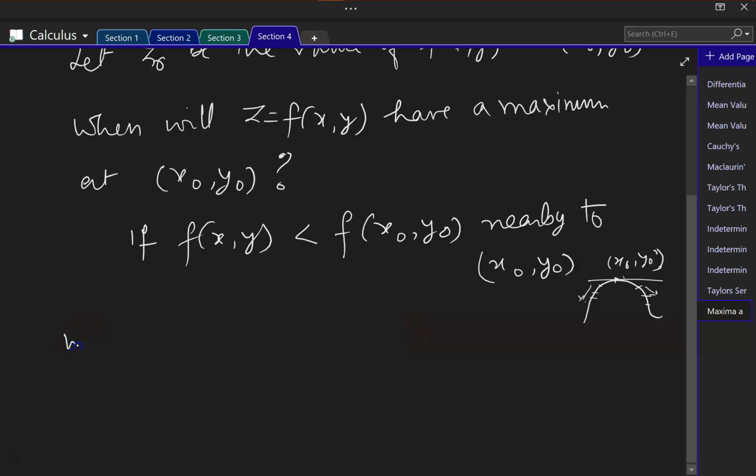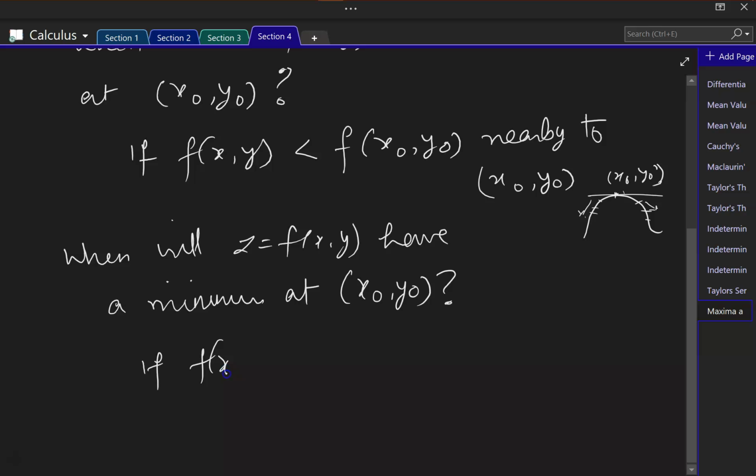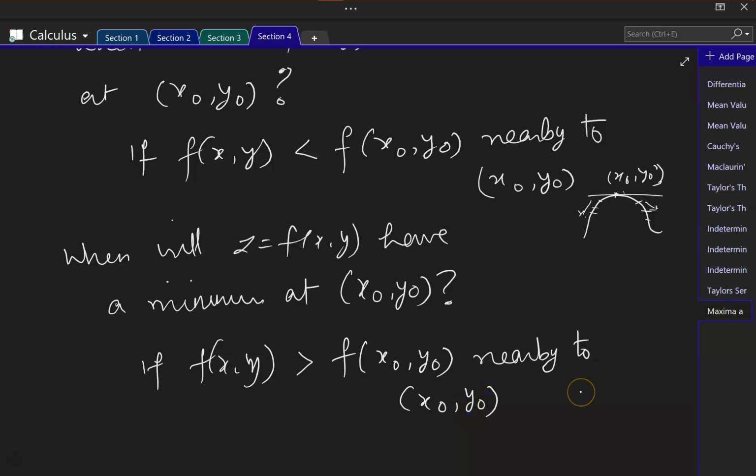So similarly, when will z is equal to f of x comma y have a minimum at x naught y naught? If f of x comma y is greater than f of x naught y naught nearby to x naught y naught, which means something like this. So this is x naught y naught. At every other point it will be greater.